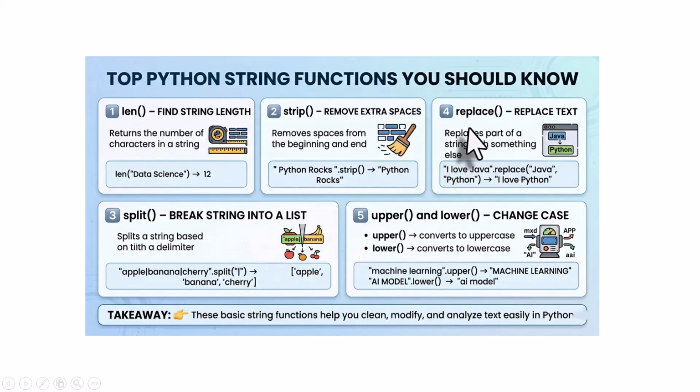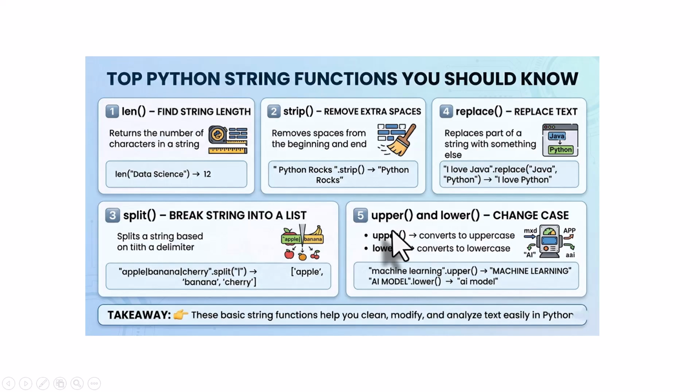The next important function is replace. It replaces text. That is, it replaces part of a string with something else. For example, the string I love Java dot replace Java with Python. So you can see it replaces Java with Python and it becomes I love Python.